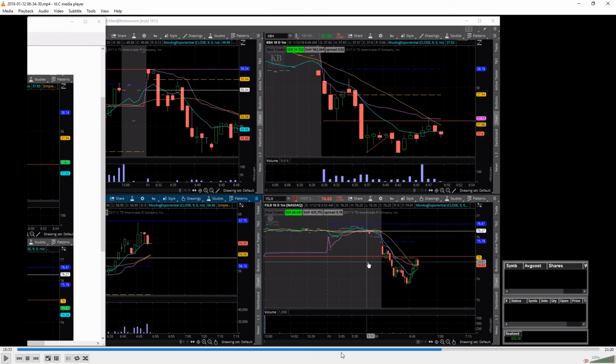I got a scalp on a low flow stock. Just because I saw the opportunity, I scalped it, took it, and moved on. It wasn't really a big thing. It actually did not work.